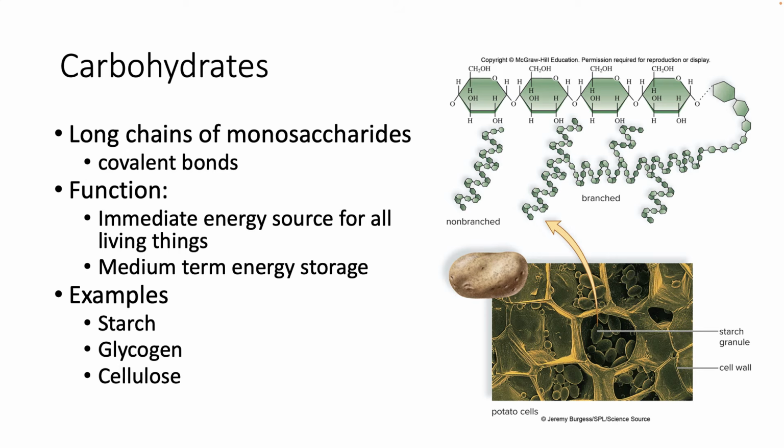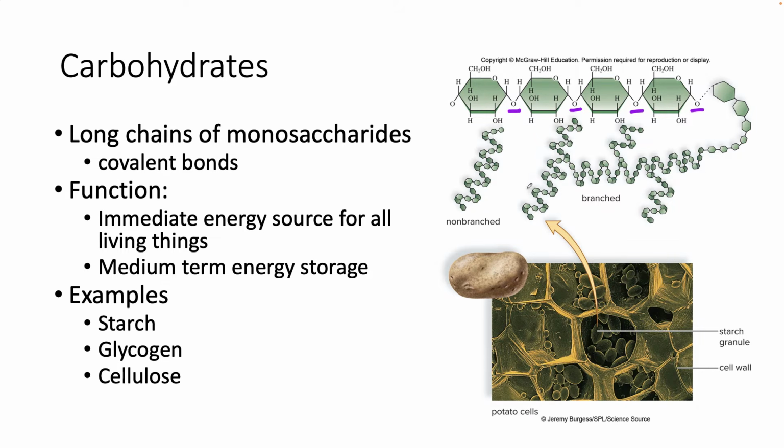Carbohydrates tend to form really long chains, thousands and thousands of monosaccharides long. You can see them here. Each monosaccharide is held together with a covalent bond, and these make really, really long, kind of branched or sometimes unbranched chains that make up the carbohydrates.